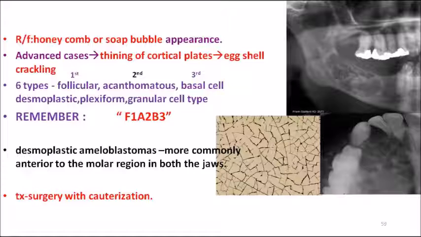Clear? So this is a radiographic picture. The first picture shows the honeycomb or soap bubble appearance. The second picture is showing you the eggshell crackling in advanced cases of ameloblastoma. And along with that, you should remember the mnemonic F1A2B3. This will help you to remember which is the most common type of ameloblastoma among the 6 types. It is follicular type. The rarest form of ameloblastoma is basal cell type. Okay, remember all these points.